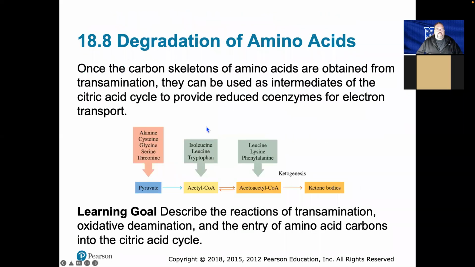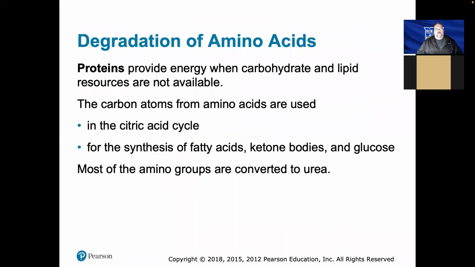So degradation of amino acids. Proteins provide energy when carbohydrate and lipid resources are not available. The carbon atoms from amino acids are used in the citric acid cycle for the synthesis of fatty acids, ketone bodies, and glucose. Most of the amino groups are converted to urea.